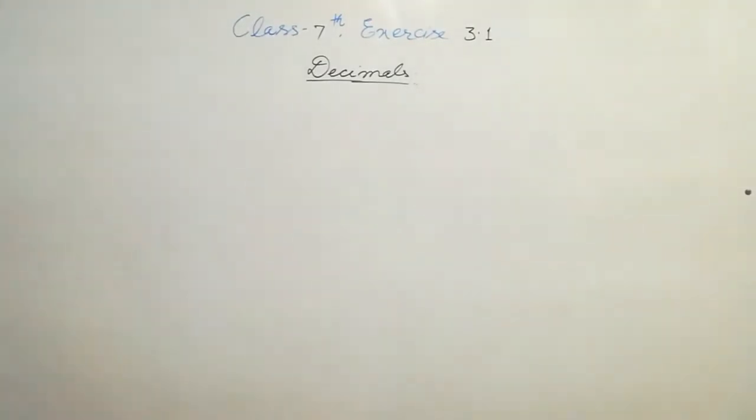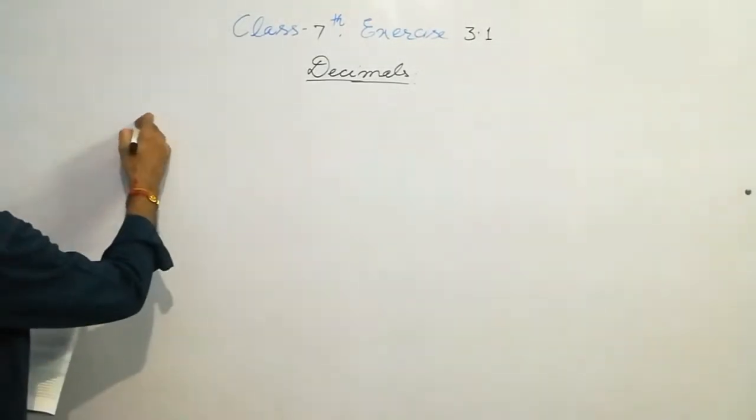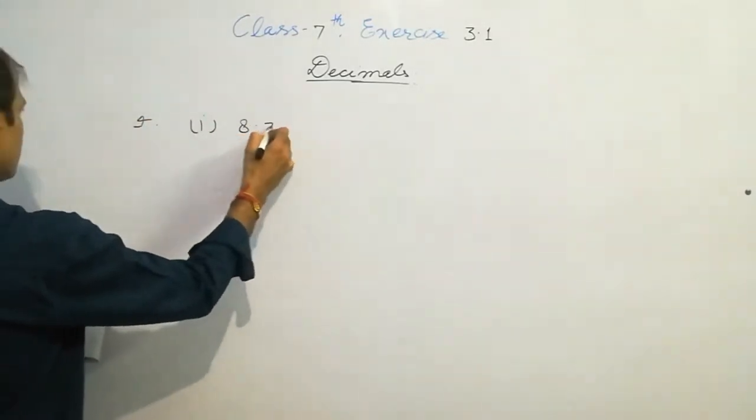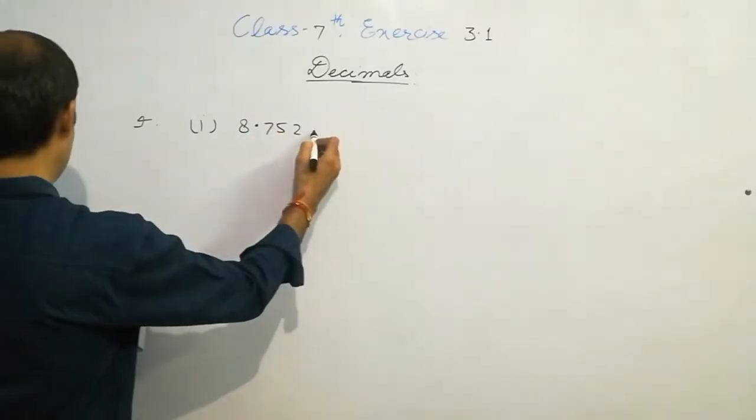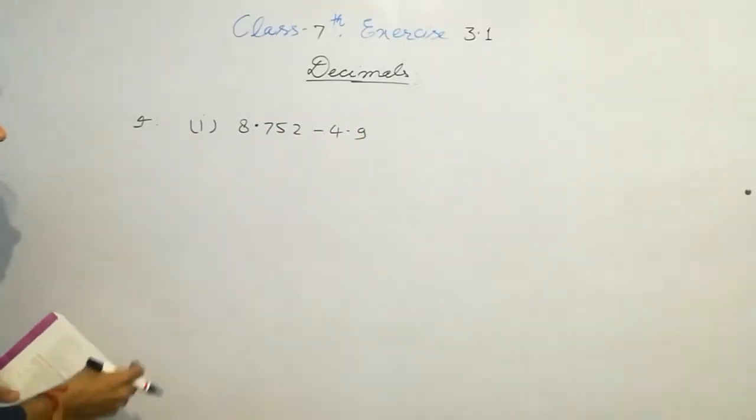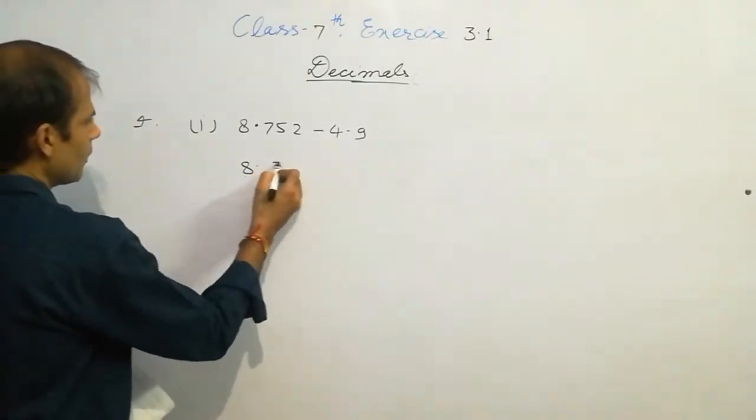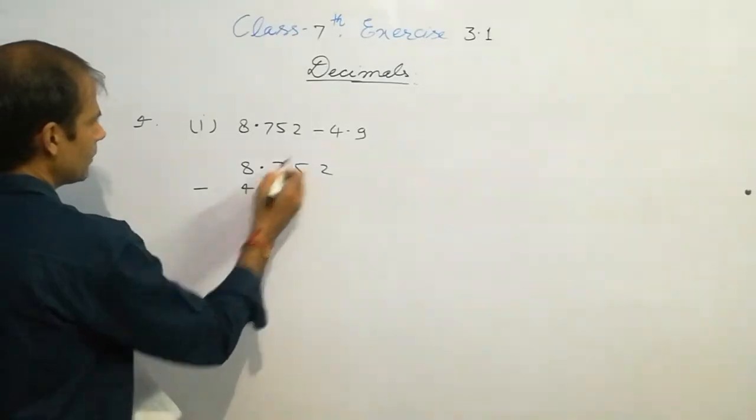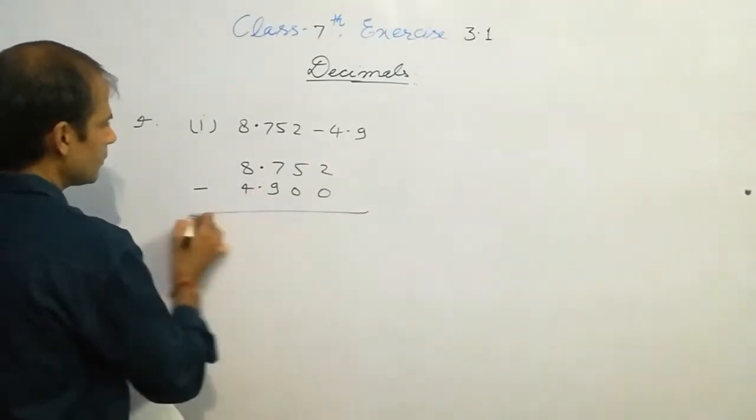So the fourth question is subtract. Okay, subtract. First part 8.752 minus 4.9. We have to convert into like decimals जैसा हमने लास्ट क्वेश्चन में किया था. तो 8.752 और इसमें से माइनस करेंगे हम 4.9. This is 9 only, so we write 2 zeros.